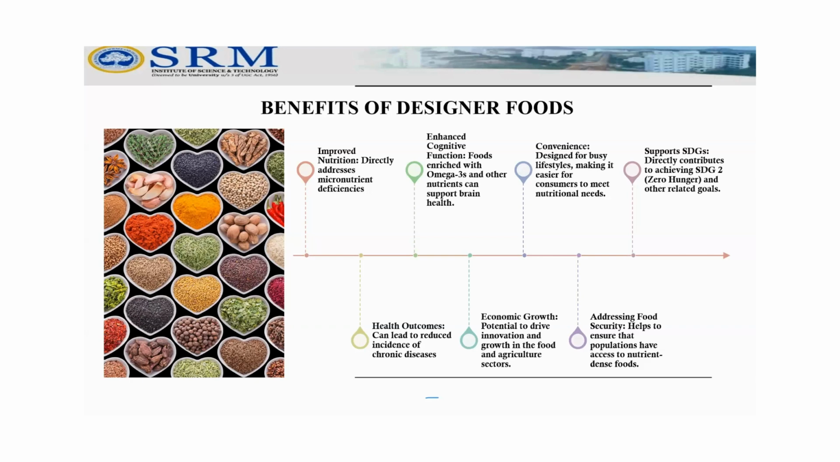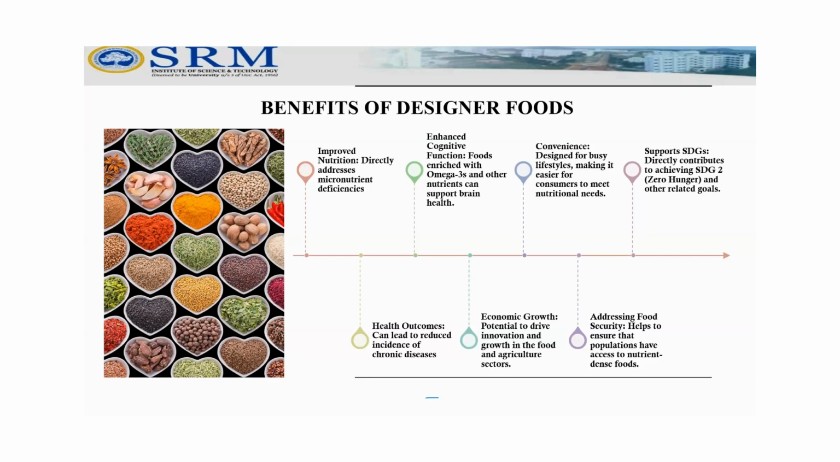Convenience: designer foods are generally convenient foods, suited to the changing lifestyle. People are looking for convenient food, which could be addressed by designer foods. Then addressing food security, since it addresses hidden hunger and micronutrient deficiencies. Then support for SDGs, that is Sustainable Development Goals. It directly contributes to achieving SDG 2 and other related goals. Okay. With this, the presentation is over.